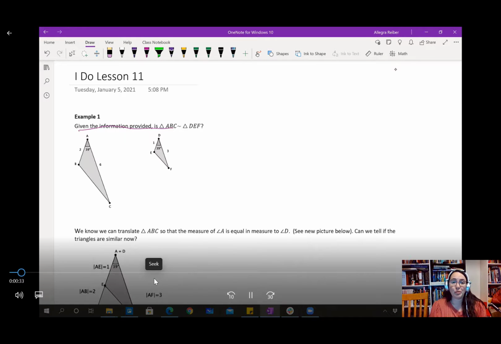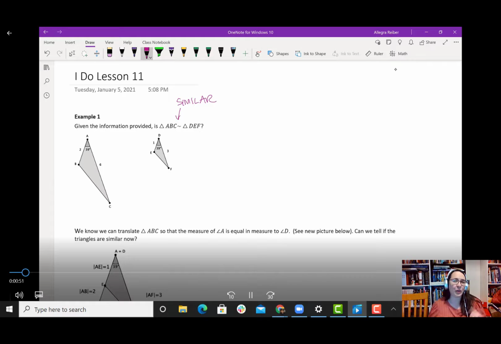Given the information provided, is triangle ABC similar to triangle DEF? Remember, that sign, the squiggle sign, means similar. Let me tell you what I start to notice. I see these two triangles look similar.